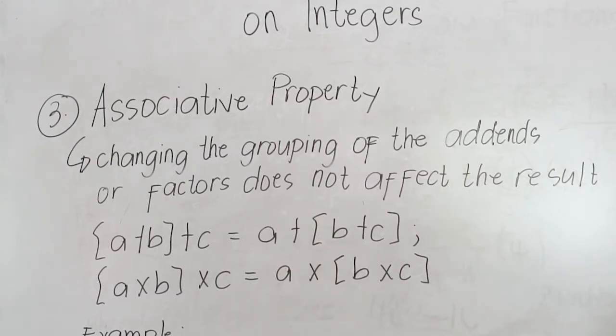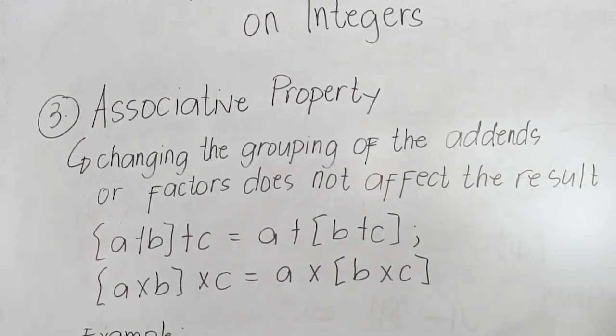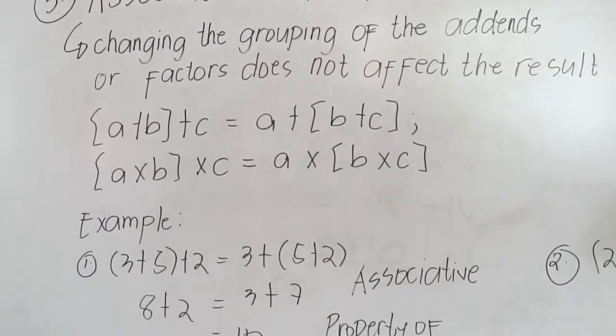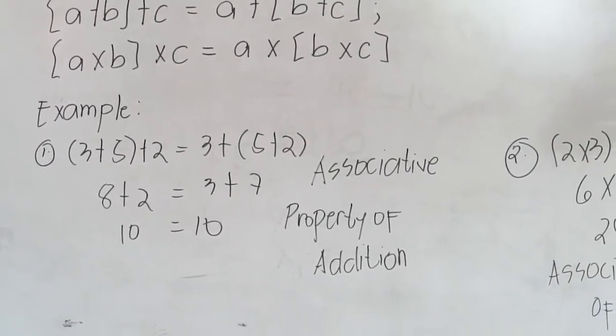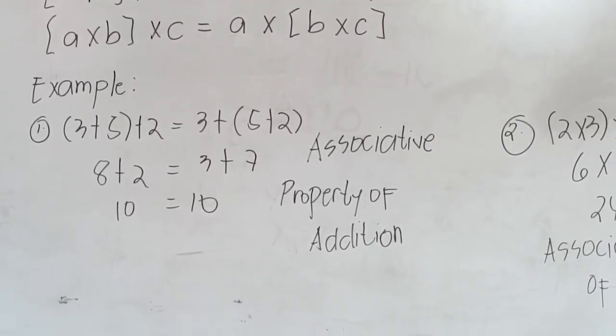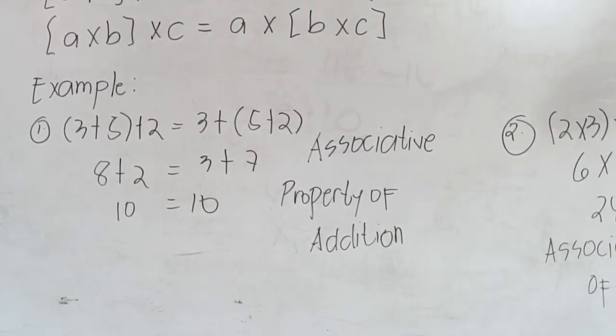So lagi lang natin tandaan na kahit i-group man siya or iba-iba yung grupo niya, pareha pa rin yung kanyang result. So example, 3 plus 5 plus 2 equals 3 plus 5 plus 2. So magkaiba man yung process nila, pero pareho pa rin yung kanilang result, which is 10. So number 1 example is associative property of addition.